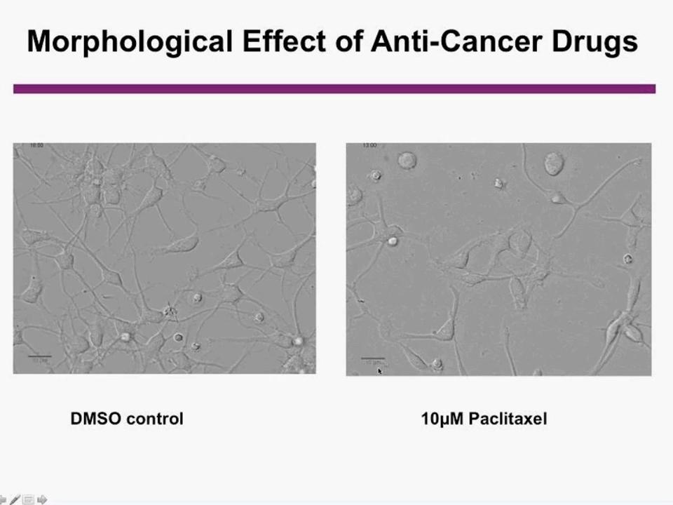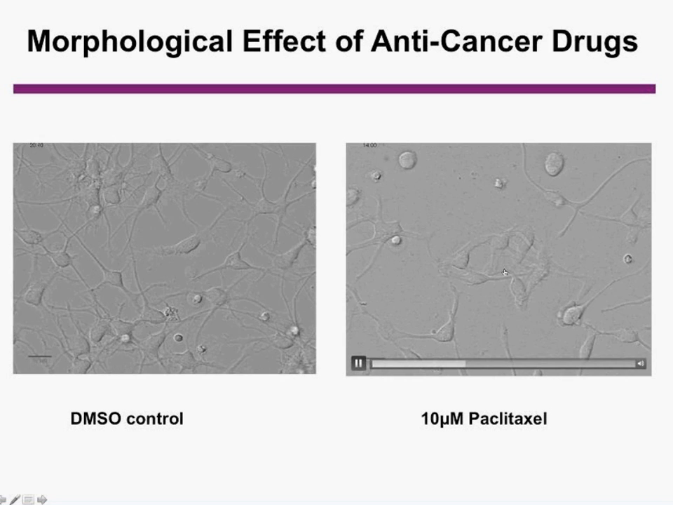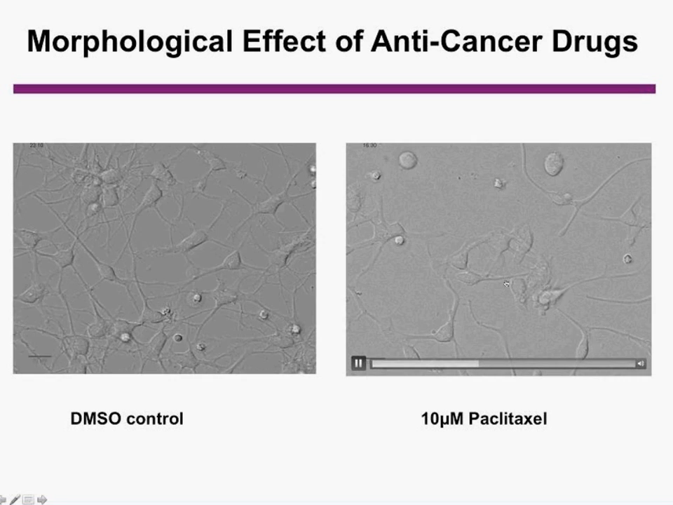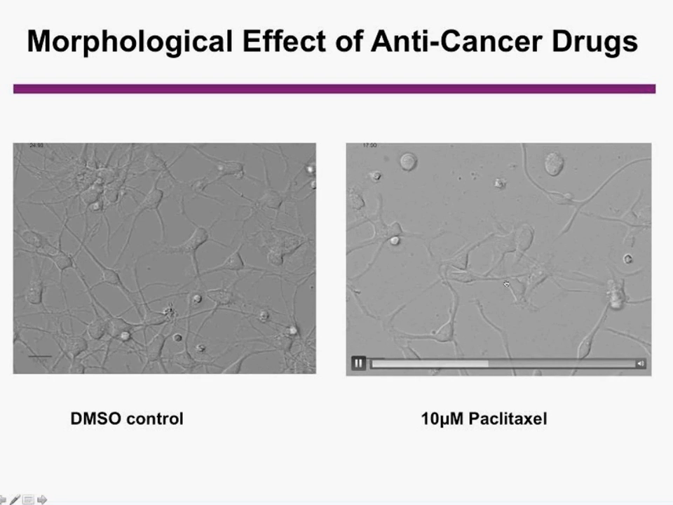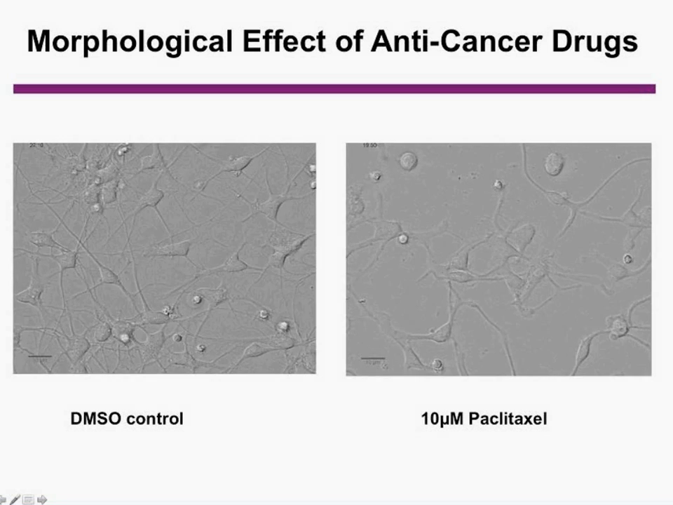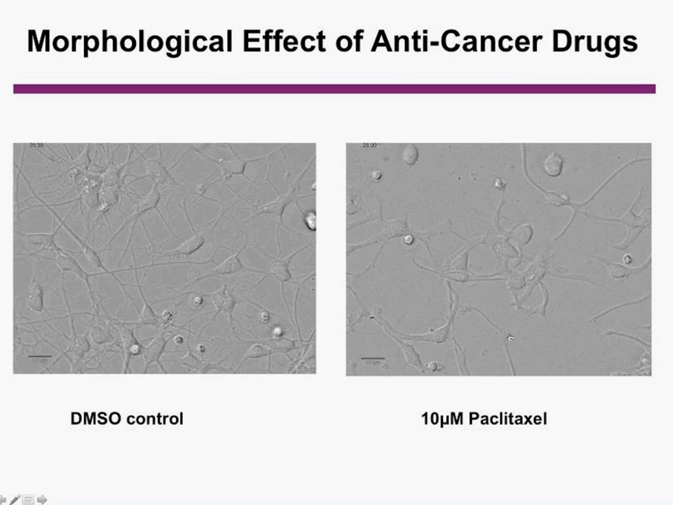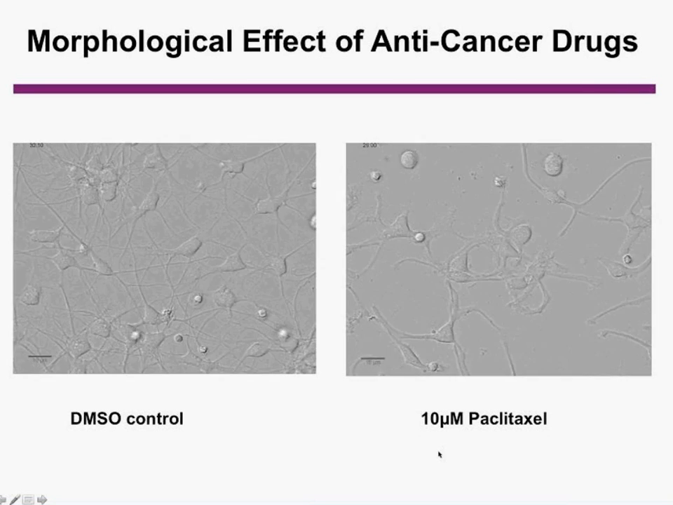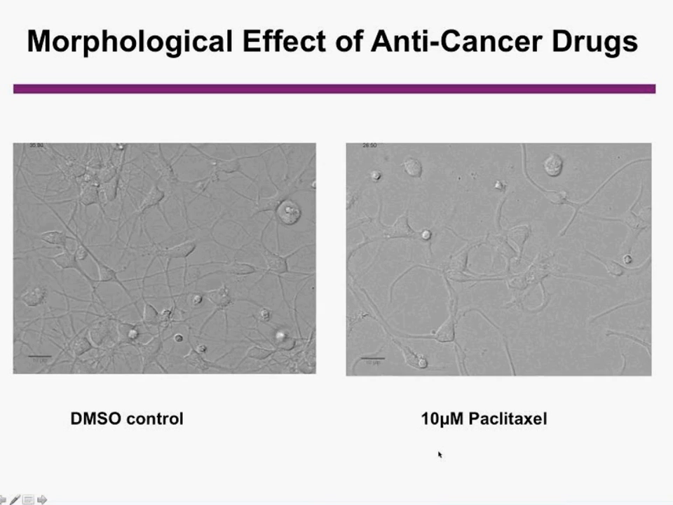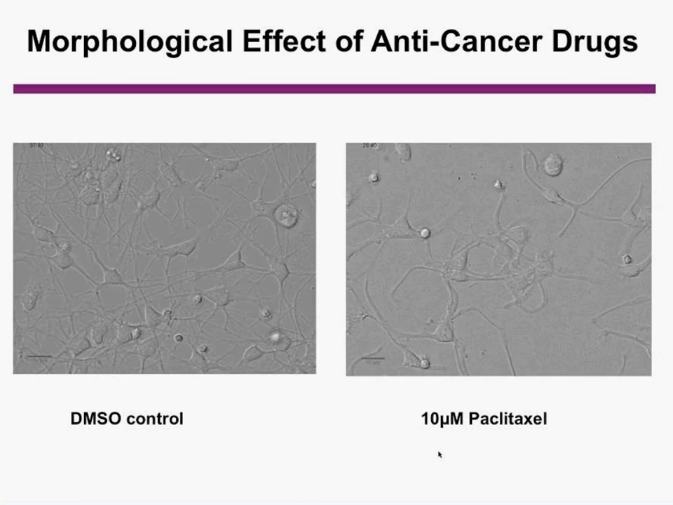And with paclitaxel, as I showed you in the graph, you see very much a thickening of the neurite, and you can see it very clearly in contrast to the control. You do not see the networks forming between all of the different cells that are present.